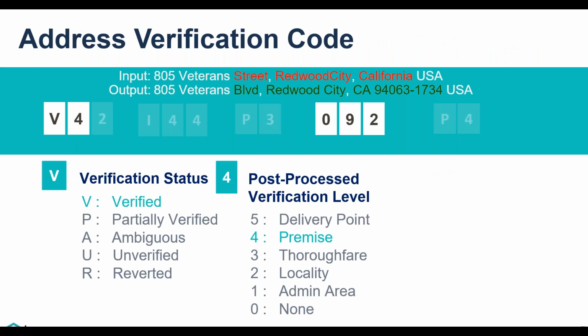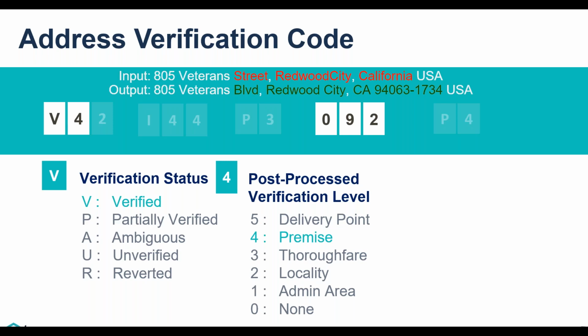So the first piece is the verification status. You need to know how well Clean and Match did in validating this address, and that's what this code is going to tell you. The first piece is how well verified it is. Is it completely verified, or is it partially verified? Ambiguous, meaning that there might be more than one option. And then there's unverified and reverted, so you get the sense that the top one is the most accurate.